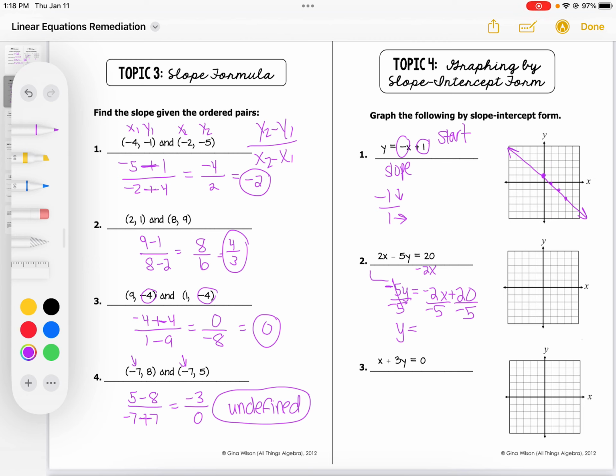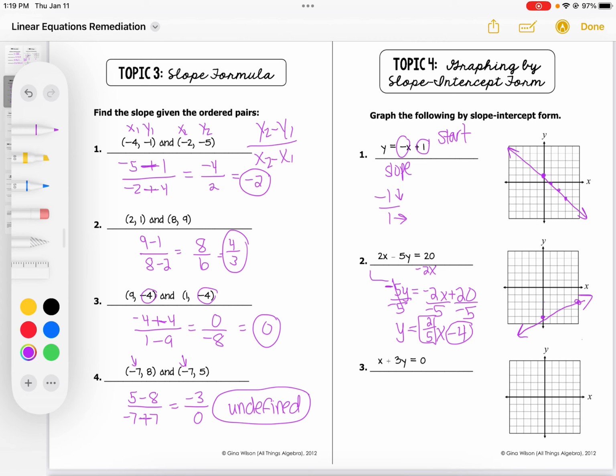Then you simplify. -2 divided by -5 is 2/5. 20 divided by -5 is -4. So here's our equation. Our equation starts at -4 on the y-axis. 1, 2, 3, 4. We make a point. It has a positive 2/5 slope. So from the -4, we go up 2 and over 5. 1, 2, 3, 4, 5. We make a point. We connect those 2 points, and that is our line.